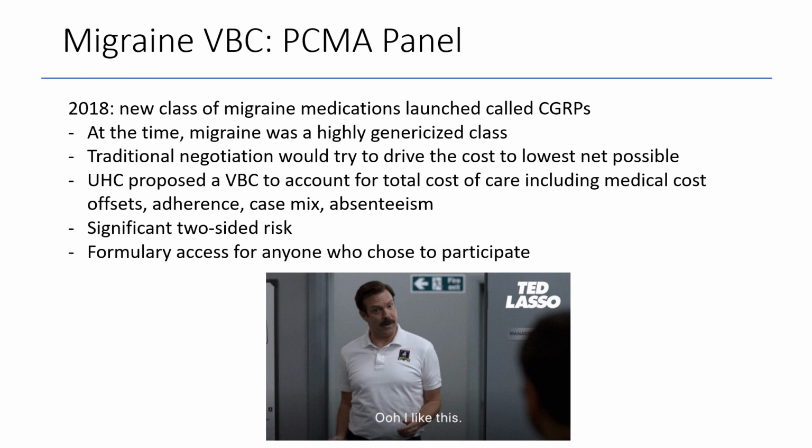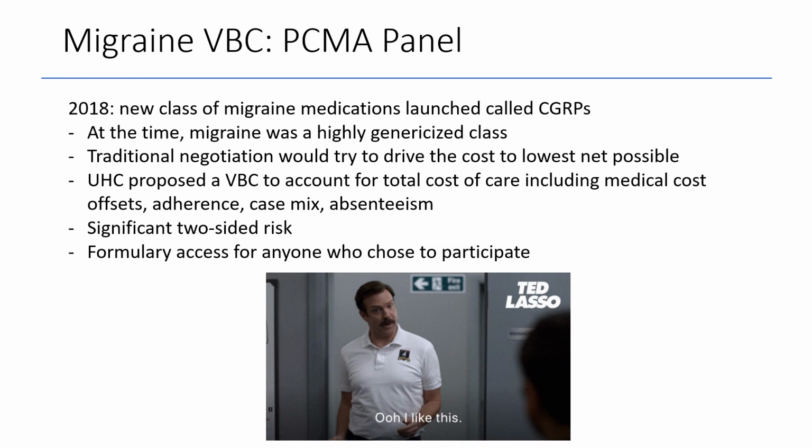So we did it as a two-sided risk, which means that every quarter, every 6 months, we measured all of these things. And we have a pretty complicated formula, but we came up with a formula. We came up with the price based on all of these things, and that was the price going forward for the next 6 months. And so it was a variable price, and the price could go up or down by a pretty significant margin based on this. And what we found was there were significant medical cost offsets to offset the price of this drug.